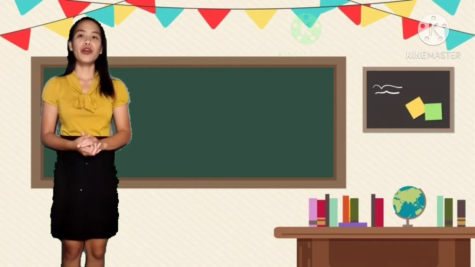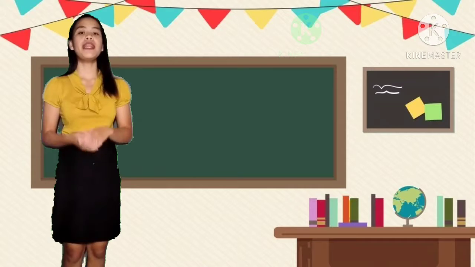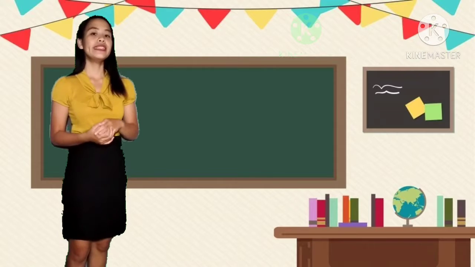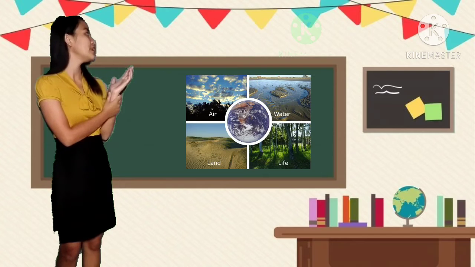Now, before I start explaining about the four spheres, I have prepared an activity. First, I have here a picture. As you can see, these are the four spheres of the Earth. But you will be the one to analyze which sphere the picture belongs to. First, the air. Which sphere do you think it belongs to? Yes? Very good. It belongs in the atmosphere.